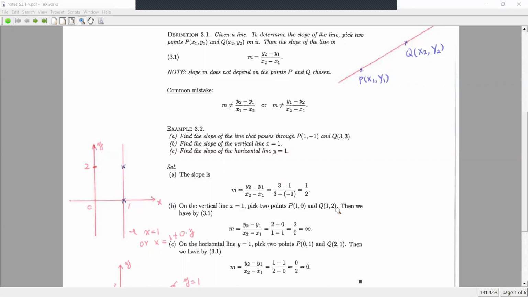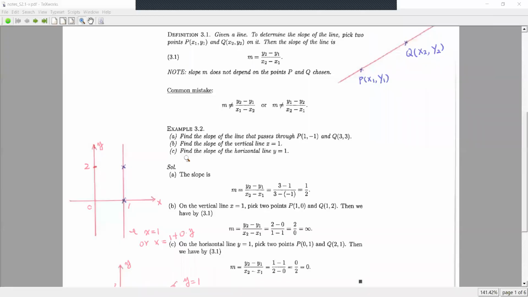Then, by the slope formula, slope is y2 minus y1 over x2 minus x1. y2 is 2, y1 is 0. So 2 minus 0. x2 is 1, x1 is 1, so 1 minus 1. So we get 2 divided by 0. 2 divided by 0 is infinity. So the slope of this vertical line is infinity.